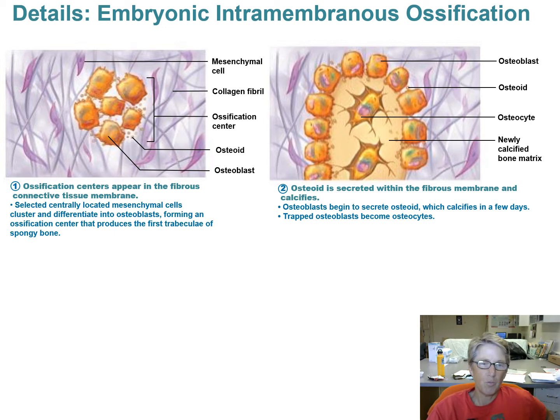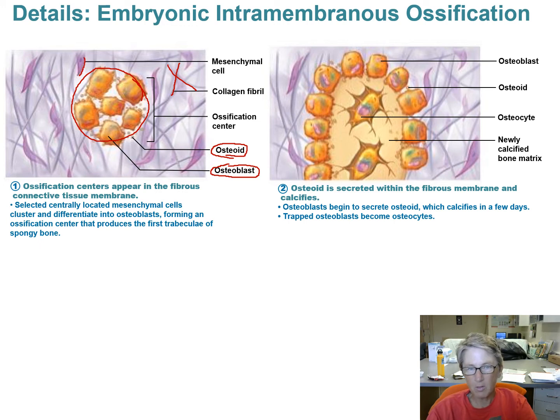So this just gives you a few more details of what we've just been talking about with intramembranous ossification. Remember, this whole thing is the ossification center where the osteoblasts are. The osteoblasts are the cells, and what they secrete is called the osteoid. Part of the osteoid is collagen, and it shows the collagen fibers here. And then these mesenchymal cells are actually going to condense and form the periosteum.